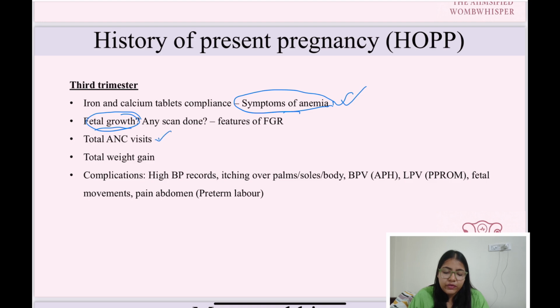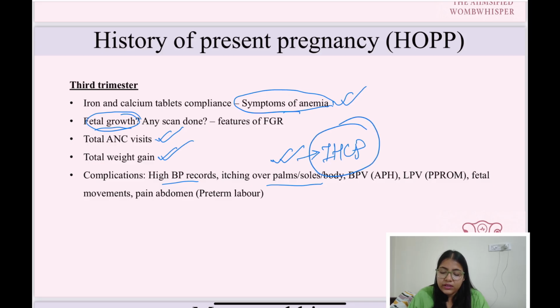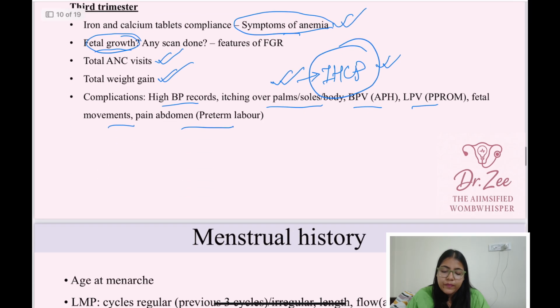Total number of ANC visits, total weight gain, and similarly history of high BP record, any itching over palms, soles and body. What do I want to know from this? IHCP, intrahepatic cholestasis of pregnancy, which is most common in the 3rd trimester and is seen in many patients. And you should ask about any history of bleeding PV, leaking PV, decreased fetal movement or pain abdomen.